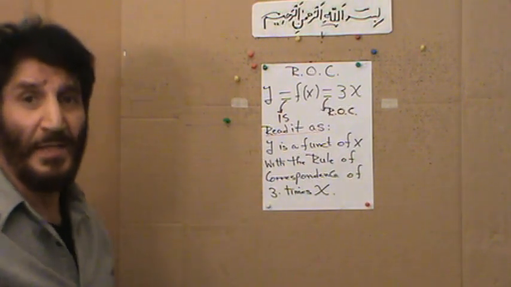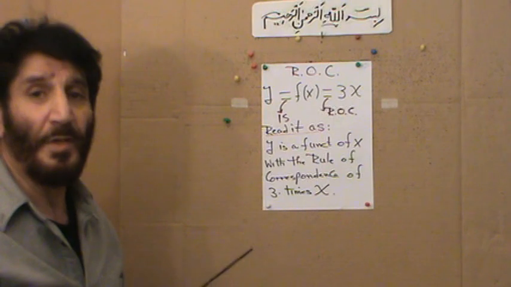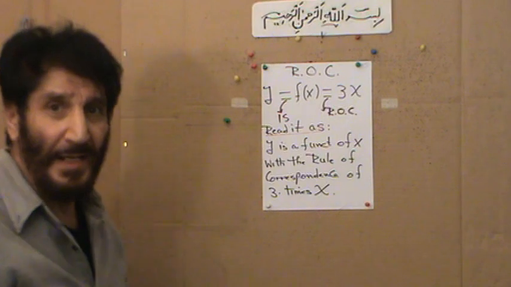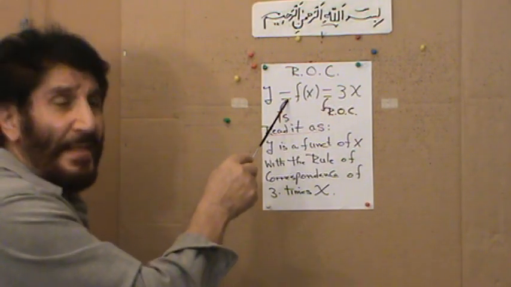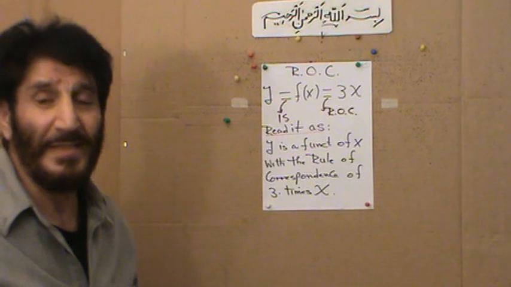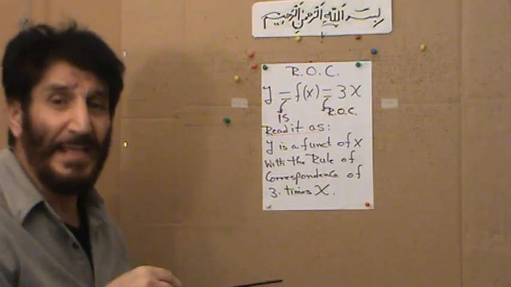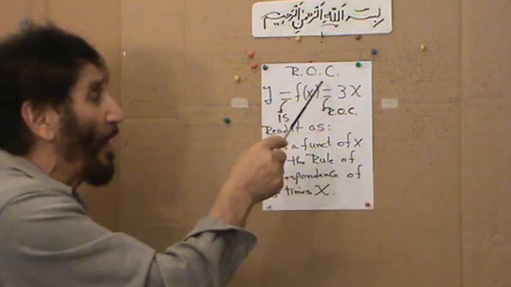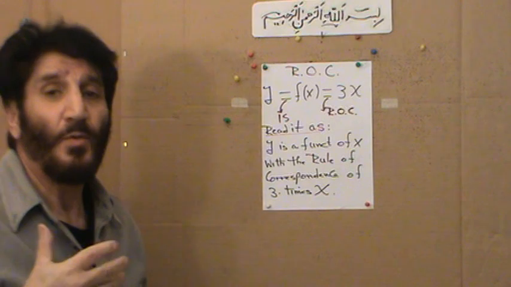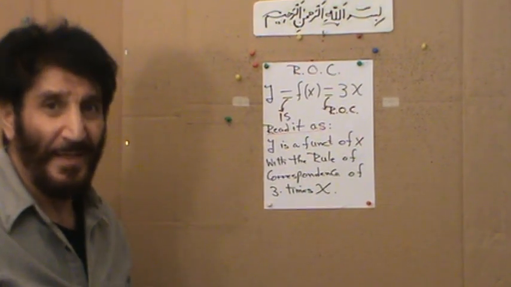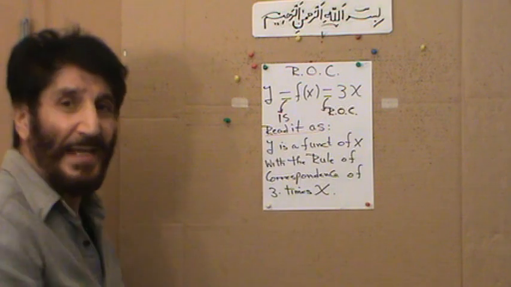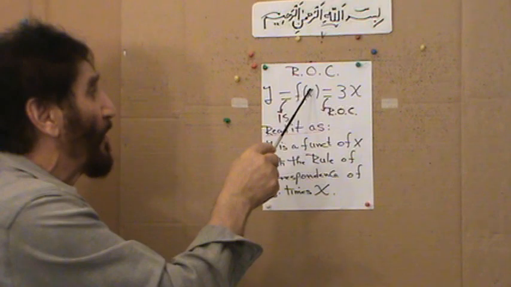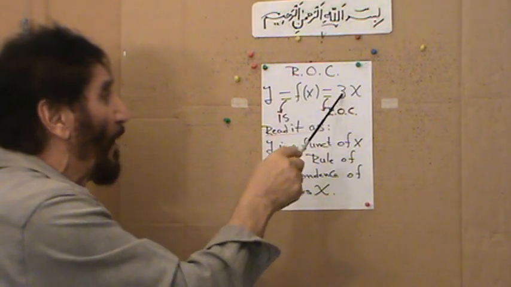And if you read it that way, it's not wrong also, but I do not recommend you to read it that way. So how do you read this expression is that you say y is, this equality, don't read it equal, say is. So y is a function of x, and then this equality, you read it with the rule of correspondence of 3x. So again, how do you read this one? You say y is a function of x with the rule of correspondence 3x.